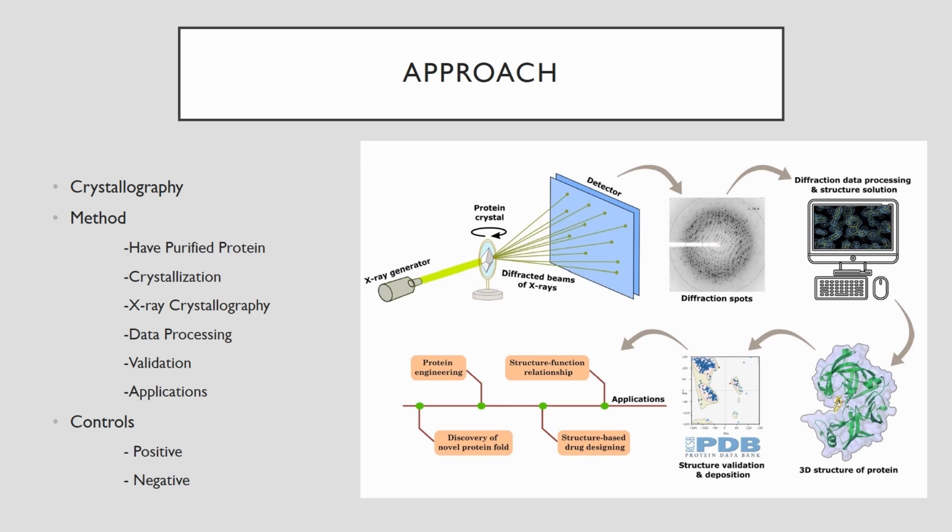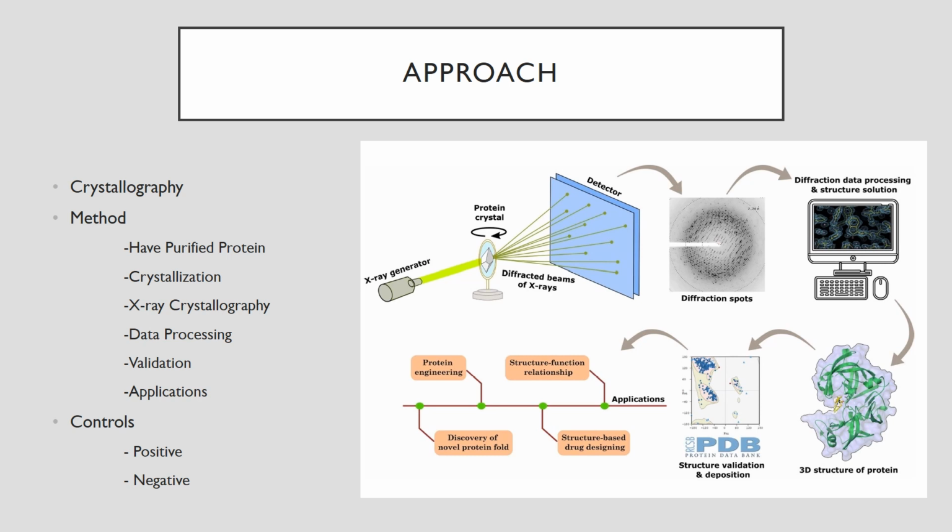The methods of this approach include having a purified protein. So prior to beginning this, you need to complete protein expression and protein purification, and it needs to be high quality. And then the next step is crystallization. Here the protein is suspended in a precipitant solution and it creates a lattice of crystals. Then we move on to X-ray crystallography.